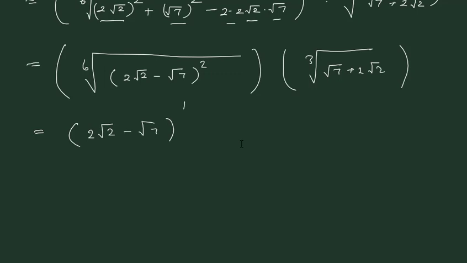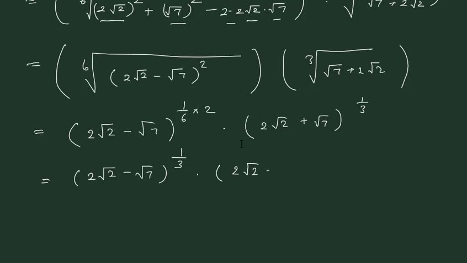6th root means 1 upon 6 and square means into 2. Into this I will write root 7 plus 2 root 2, or I will reverse the order and write this as 2 root 2 plus root 7 the whole power 1 upon 3. Now this is 2 root 2 minus root 7 the whole power 1 upon 3, and this is 2 root 2 plus root 7 the whole power 1 upon 3.